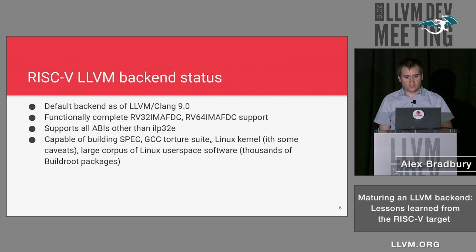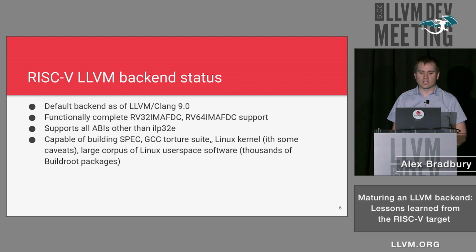And so the current status is that the backend became a default backend as of the 9.0 release. We've hit all the major targets in terms of supporting essentially all of the standard RISC-V instruction set extensions, those which have been ratified. So the RV32 IMAFDC, and the same for 64-bit. All of the ABIs, soft float and hard float, other than ILP32E.